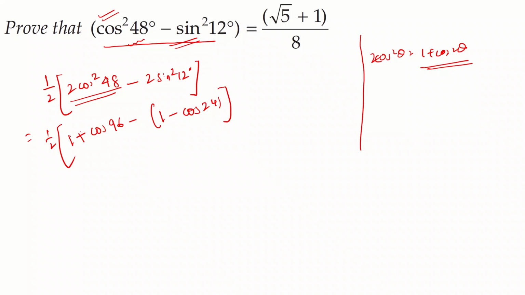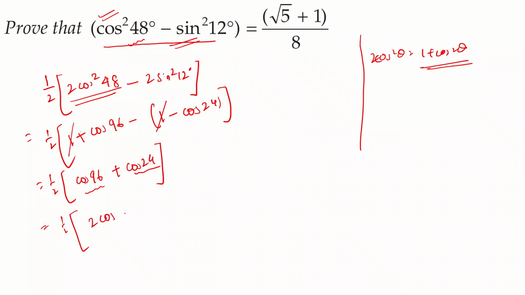And then we do a bit of simplification. 1 and 1 get cancelled out, so what we are left with is cos 96 plus cos 24. Now this is something like cos C plus cos D. I hope you haven't forgotten the lessons covered in the previous videos. Cos C plus cos D is 2 cos (C plus D)/2 cos (C minus D)/2. Alright, so we put in the formula.